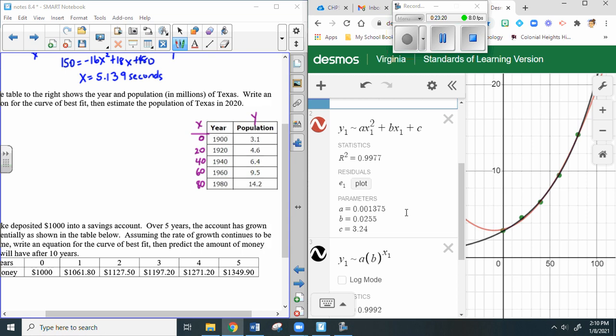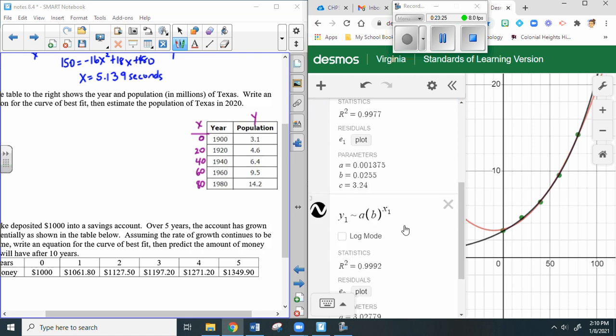So what you need to do is look at this r squared value, and you need to have log mode there. Sorry, that's on the front of the notes. If it's exponential, you have to click on this log mode button. You look at this r squared value, and whichever one is closer to 1 is the better curve.